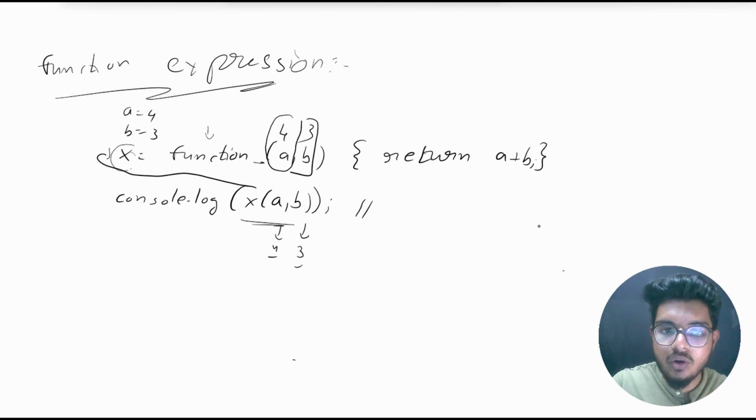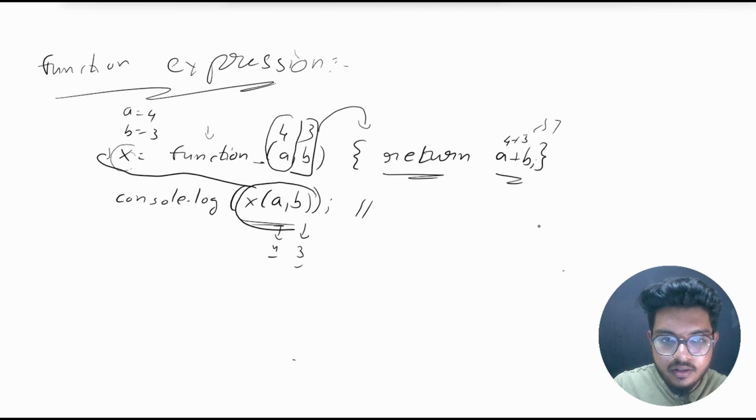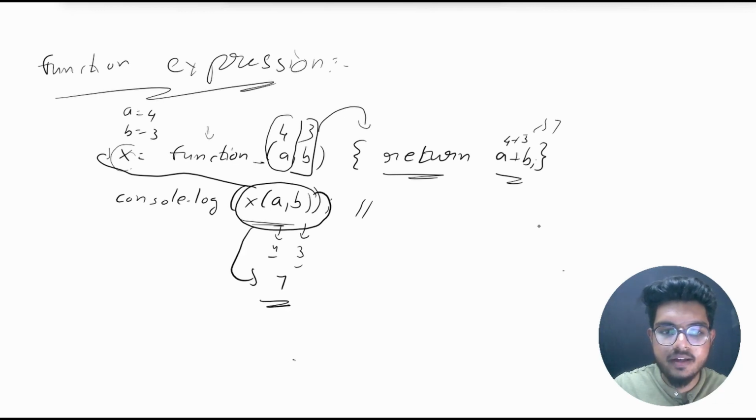Now the block of code comes into the picture. Inside the block of code we have written return a plus b, so it becomes 4 plus 3. 4 plus 3 is nothing but 7. So the entire code here, whichever process is completing, gets the value 7, and console.log prints 7. This is how function expression works. This is how the power goes from one point to another point. I hope it is clear.